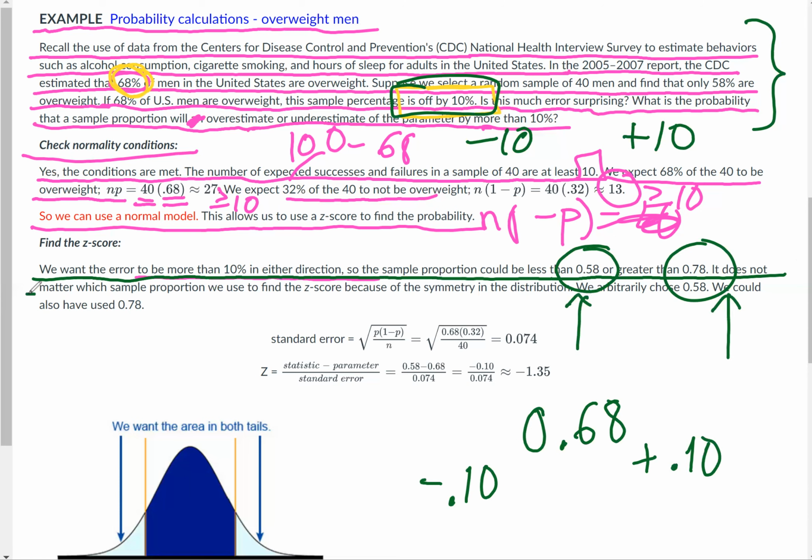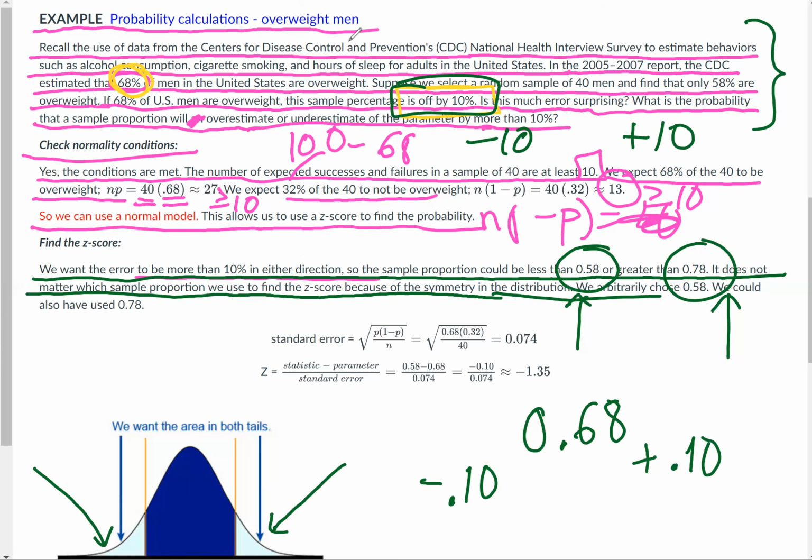It does not matter which sample proportion we use to find the z-score because of the symmetry in the distribution. So they're saying, I want to know the area beneath the curve on this light blue portion on the right here, plus the area beneath the curve in the light blue portion on the left. But because this is a perfect normal curve, it's symmetric. That means the area beneath the curve on the left, the light blue, is equal to the area on the right, the light blue. They should be equal. So as long as I find one of them, I'll know both of them, basically.